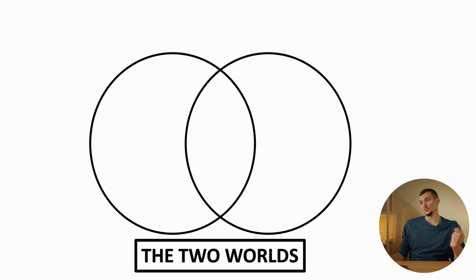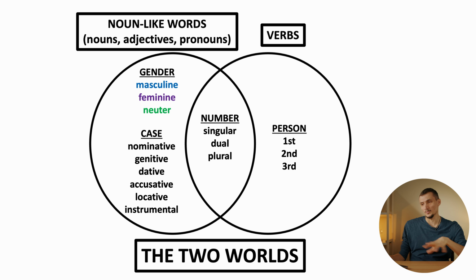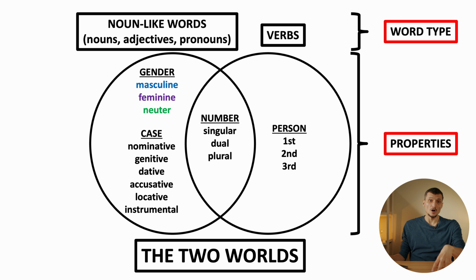So here's our diagram. We have the two worlds. We have the world of nouns and the world of verbs and all of the properties that they're made up of. And we said we can think of the diagram in terms of two basic categories. One is word types and the other is their properties.